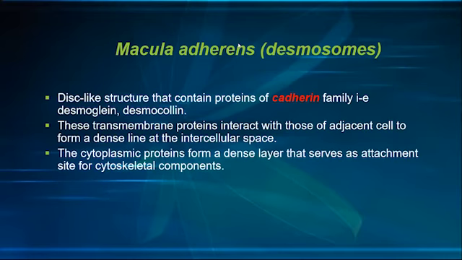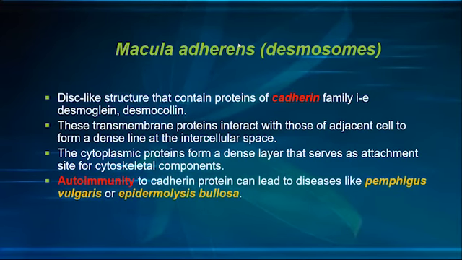So this macula basically means that this is a disc-like structure that will be present on the outer surface of the membrane. Then you can see over here that these transmembranous proteins interact with the adjacent cells to form a dense line at the intercellular space. Okay? And these membrane proteins are connected to the cytoplasmic as well as the cytoskeletal proteins. ठीक है, इसमें उसने बताया होगा आपकी बुक में एक टर्म उसने यूज किया, दैट साइटोप्लाज्मिक प्रोटीन्स फॉर्म अ डेंस प्लाक लाइक स्ट्रक्चर.